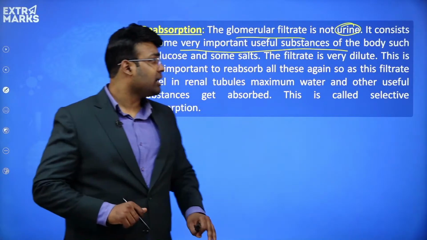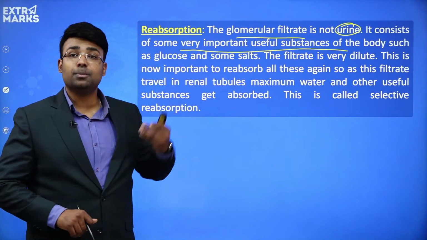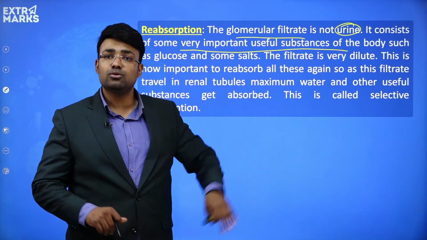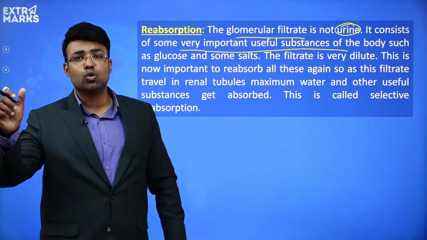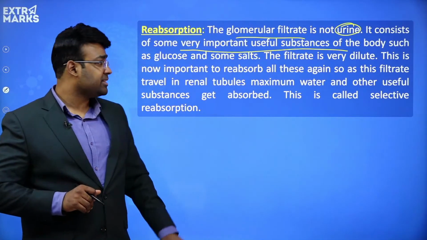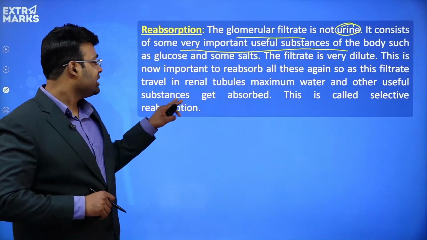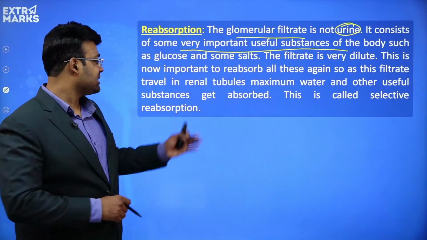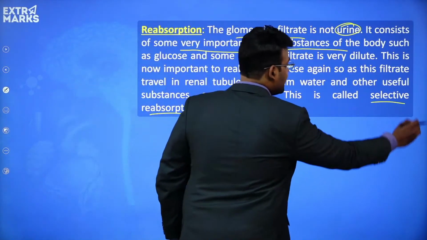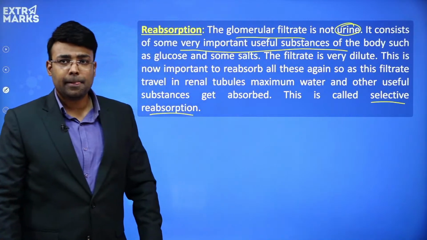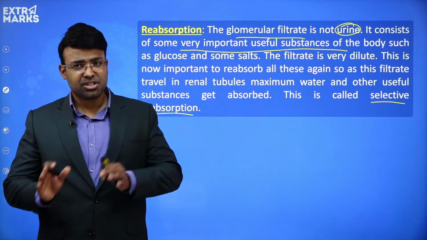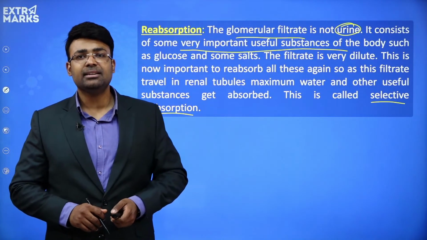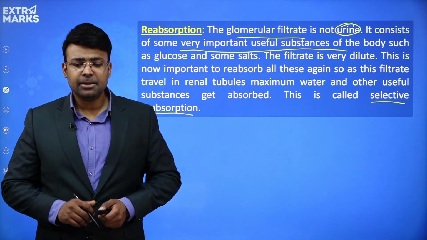So what is going to happen? We need to reabsorb the things, and it will happen in the tubules like the PCT, DCT and the loop of Henle. They will absorb the things, and in the end only the urea and some water is released outside, and this is also called selective reabsorption. Clear? All right. Although some secretion also happens, for you people it's reabsorption and ultrafiltration. Clear? Okay, let's move on.